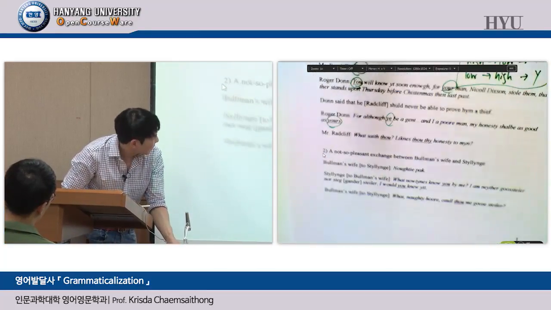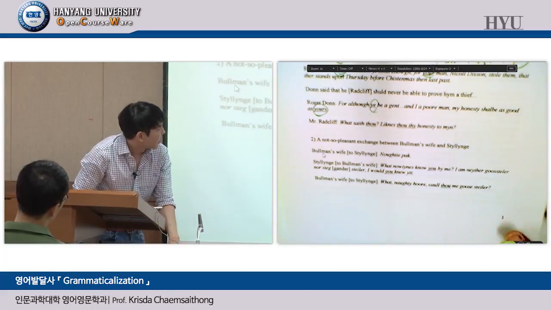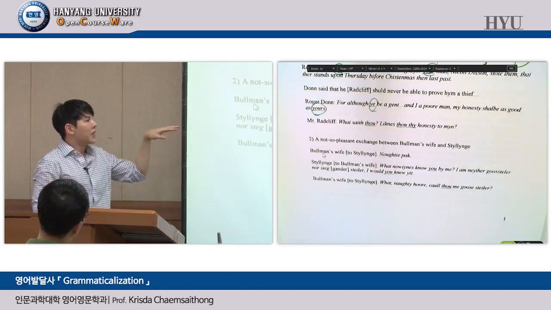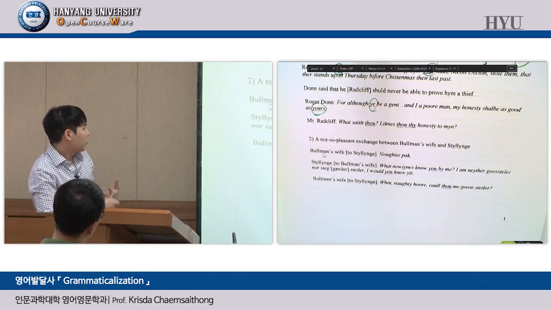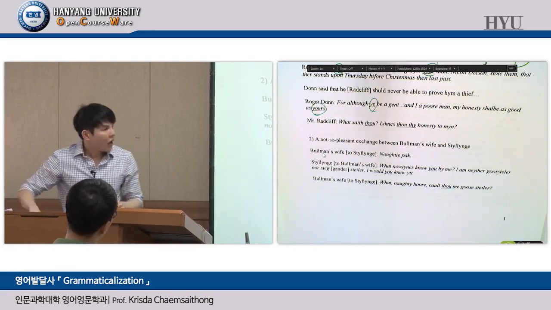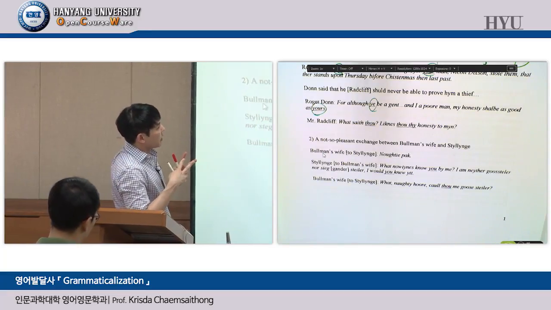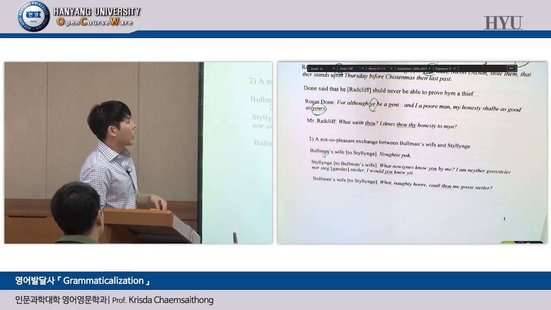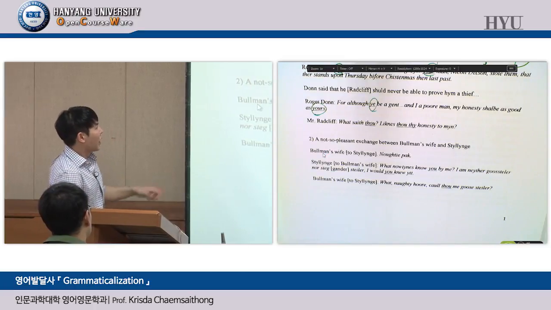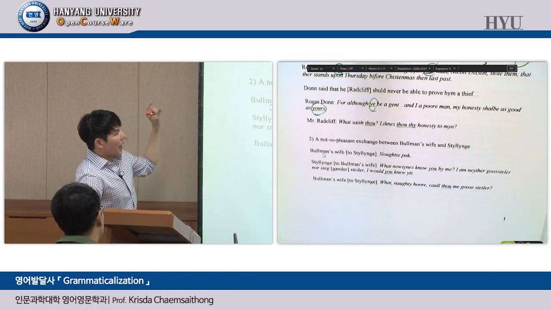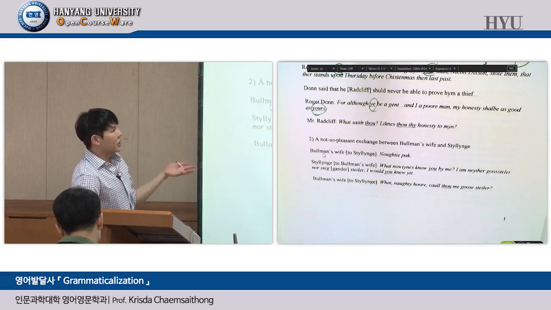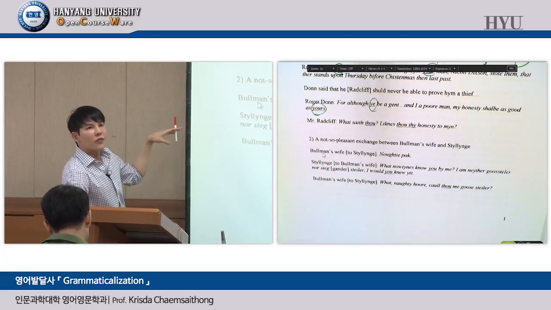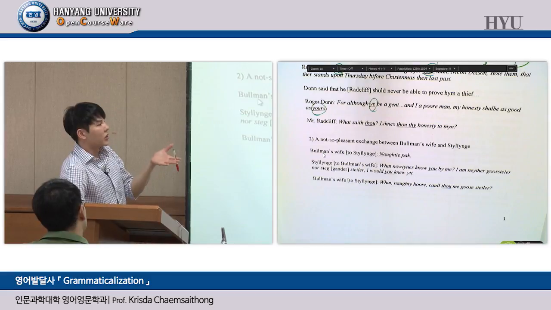Okay, so let's look at number 2. Number 2 will be a different thing. This is a not so pleasant exchange between Bullman's wife and Stilling, again about stealing. So you have two people, one is a woman and the other one, I don't know the gender, talking in a not so pleasant conversation. So we don't know about the social status of the two. Let's assume that they stand at the same level, right? But there will be other contextual factors that tell you what governs the use of you and thou.